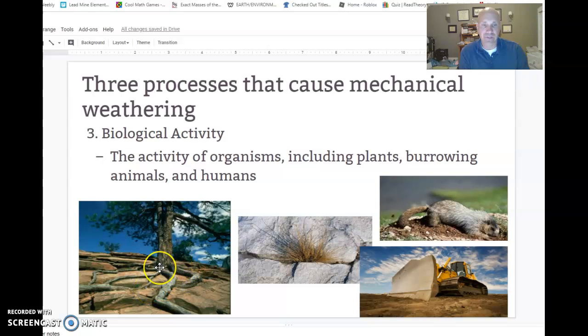A lot of times you'll see this on old sidewalks, where there's a tree where the roots grew underneath the sidewalk, and over time that root pushed that sidewalk up. Grass can do this, and animals can also do this.